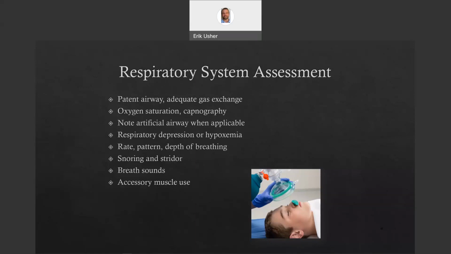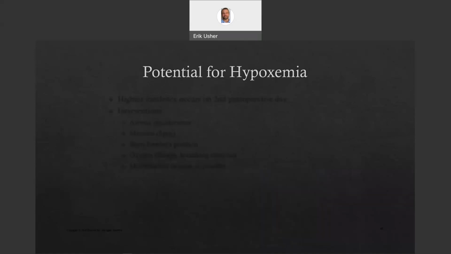Are they using accessory muscles? Do I see retractions, abdominal tugging? Are they using their shoulders to breathe? That goes into what's called the work of breathing. Are they really struggling to breathe? There's a potential for hypoxemia. The highest incidence occurs on the second postoperative day.